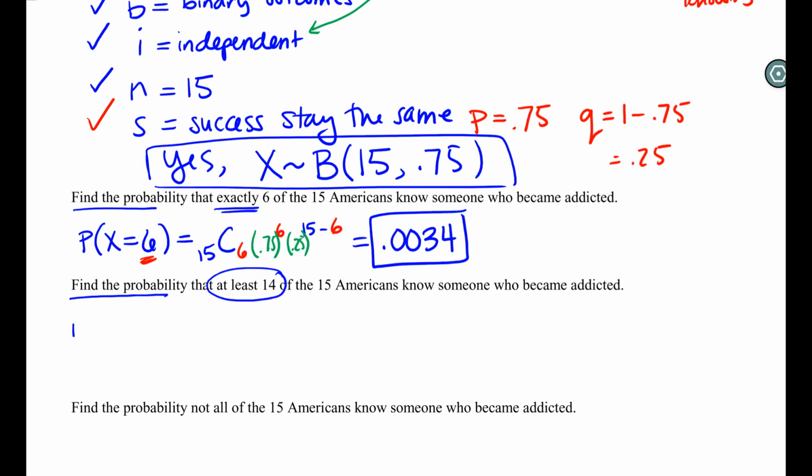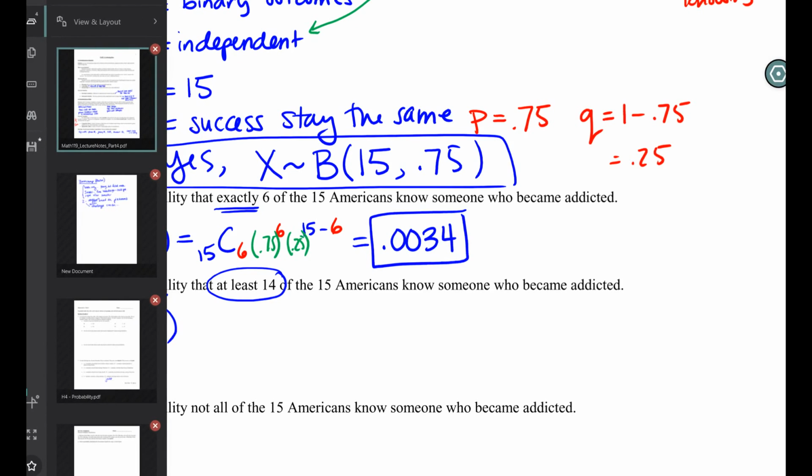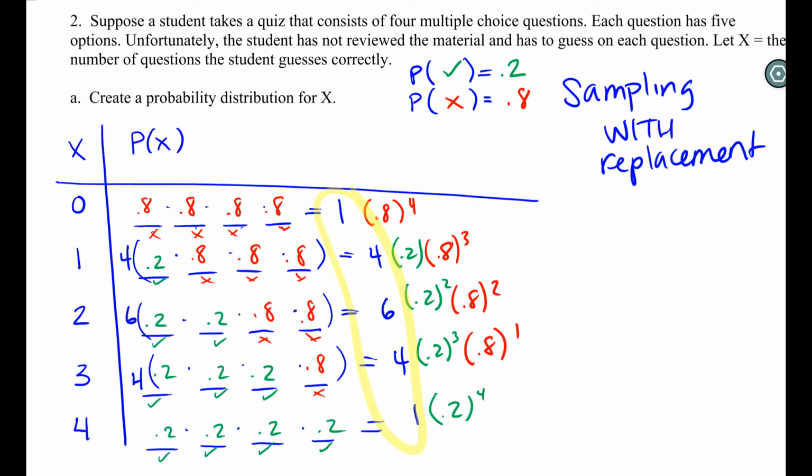So you could actually do this. Well, the probability that our number of successes, well, I know at least means greater than or equal to. You could do this. To me, that's not terribly helpful. I am a visual person. So what I like to do is kind of do the table almost that we had done in that previous example, where I have all the outcomes.